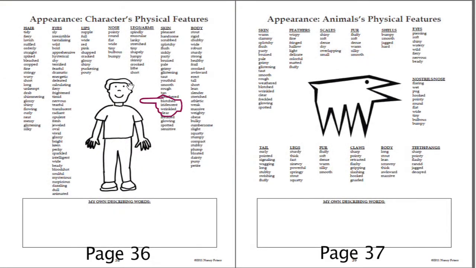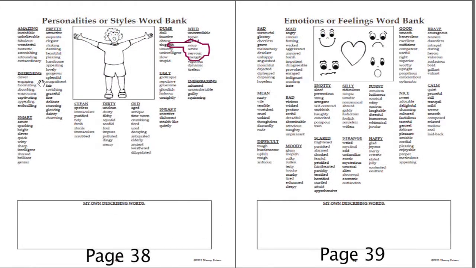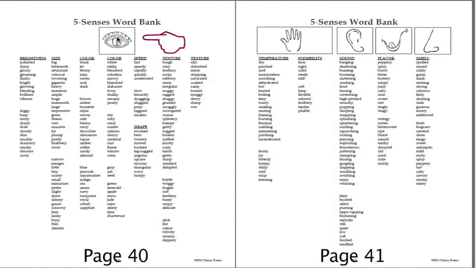The picture of a person, so that you can pull adjectives for the parts of a person to describe their appearance. An animal, so that you can pull adjectives to describe the appearance of an animal. Different words you can use to describe the personality of a character. Emotion words, more sophisticated words to use to describe the emotion, how the character is feeling. We have the 5 senses word bank.